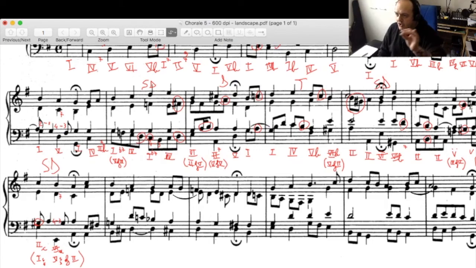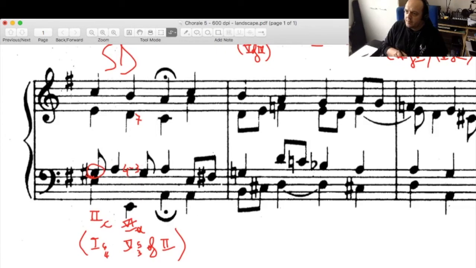There's a bit of a chain of suspension in the alto. Chord 2 again, passing note. Does it give me some chord? It does give me, okay, F sharp, A, C. That's chord 7. Yeah, just chord 7, functioning as 5.